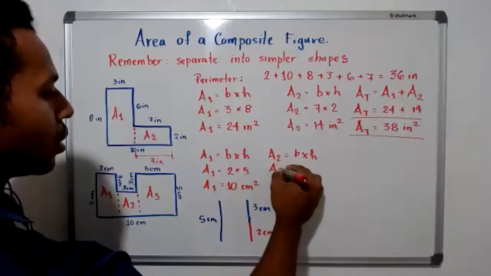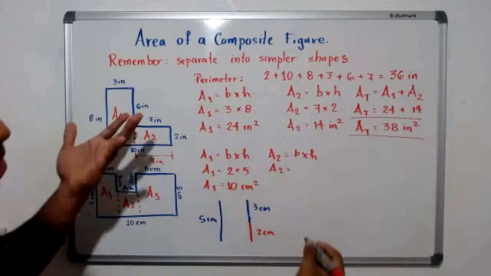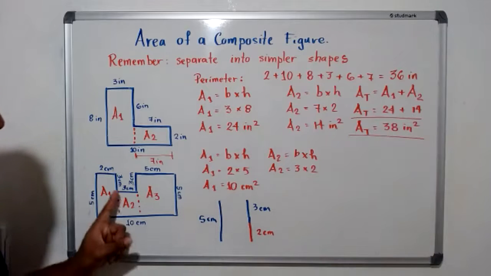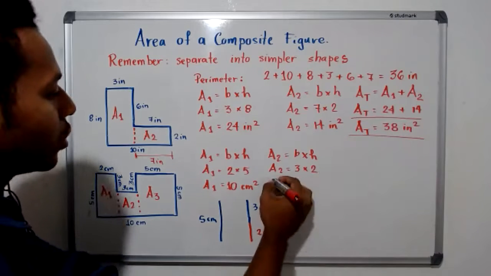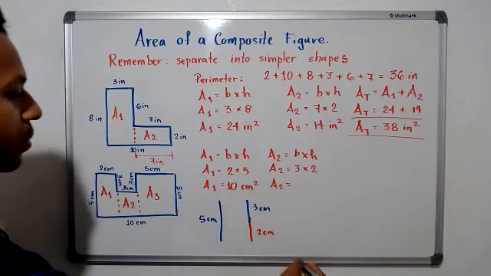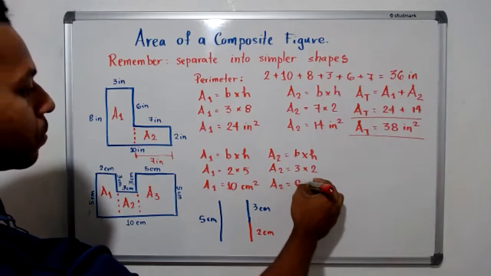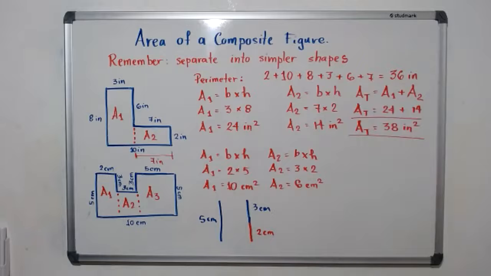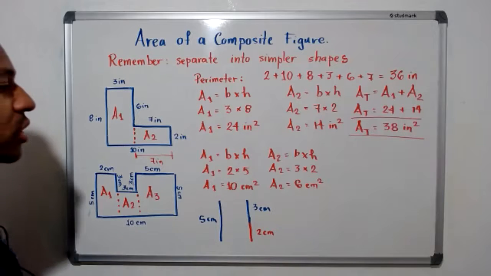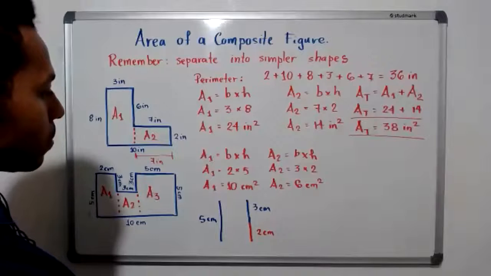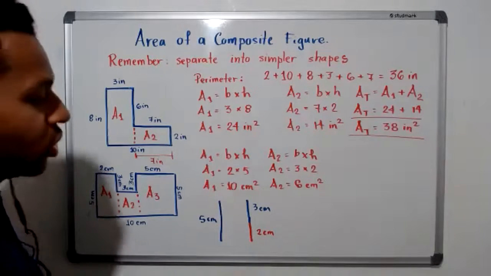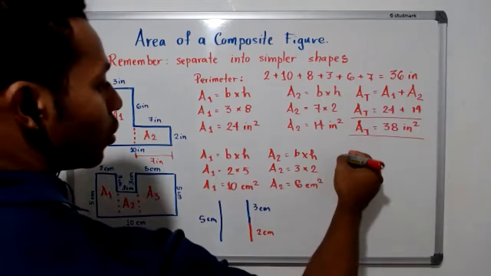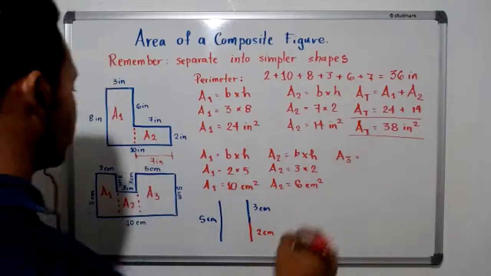So let's copy. Base 3 centimeters and height 2 centimeters. What is the area? 6 square centimeters. 3 times 2, how much is it? 6. Yes, it's multiplication, guys. Okay, so we need to calculate the area number 3.